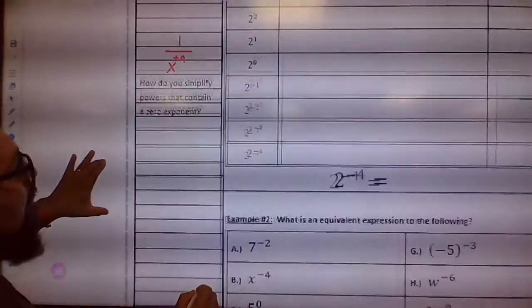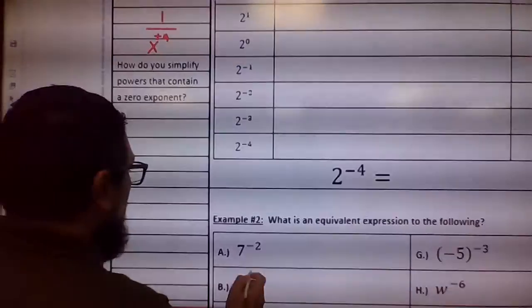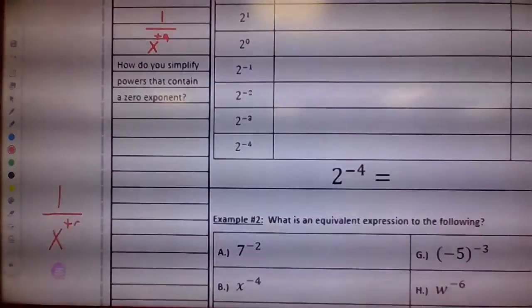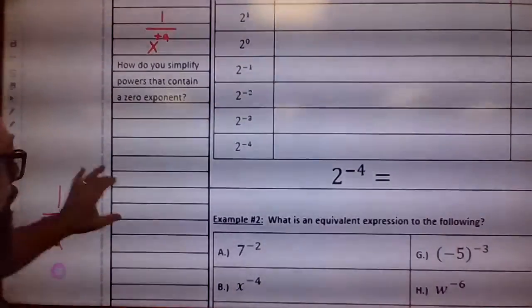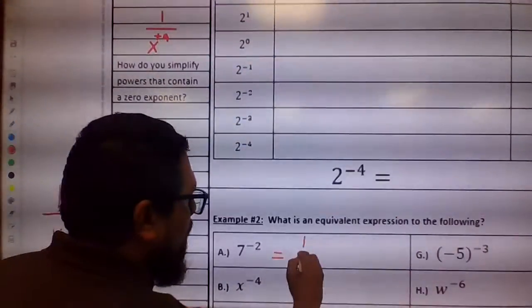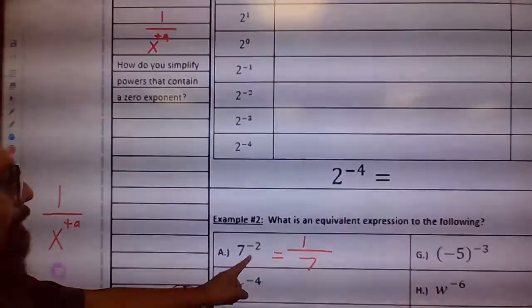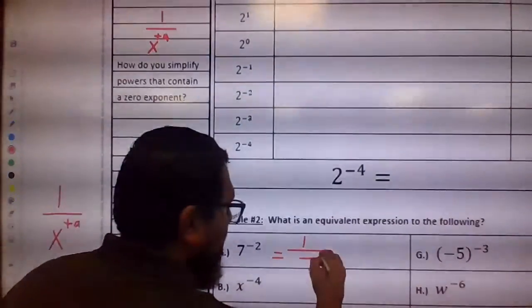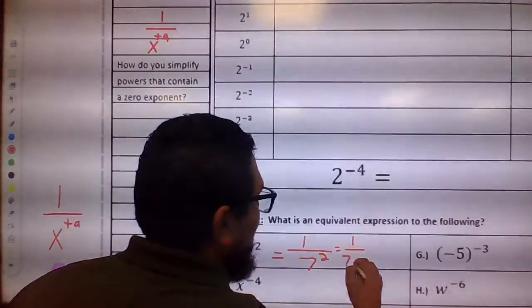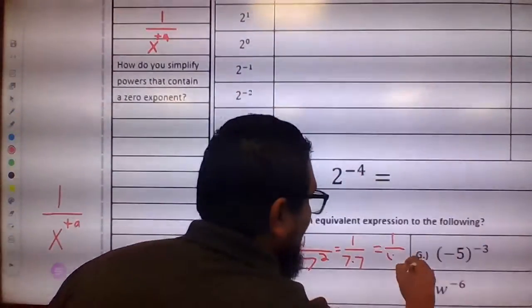So letter A is going to go like this. I'll go ahead and write it over here, this one. 1 over x to the positive a. That way I don't have to keep going up there. All right. So right here, equals. So we're going to have 1 over, and then the base is 7. And the exponent is negative 2. So now it's positive 2. And then this becomes 1 over 7 times 7, which equals 1 over 49.